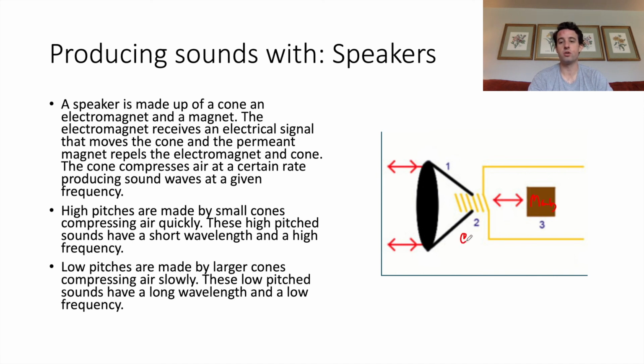But as soon as you put a signal through this electromagnet, it polarizes it opposite to the permanent magnet. So then it starts compressing with each other. And those compressions are going to move this cone, generating noise. In general, the rule is that small cones make high pitches because they compress the air quickly. So those quick compressions are going to generate short wavelengths, which means high frequency, which means high pitch. And then if you have larger cones, you compress the air more slowly, which means low pitch sounds and long wavelength, low frequency.